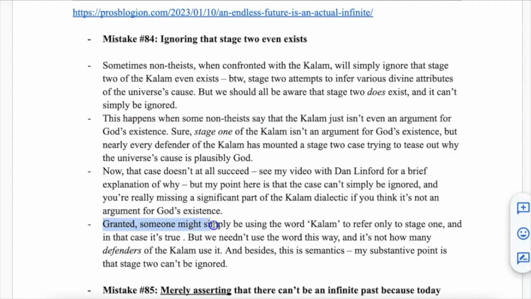Granted, someone might simply be using the word Kalam to refer only to stage 1. Okay, and in that case, it's true that there is no stage 2 of the Kalam, if that's how you're using the term Kalam. But of course, we needn't use the word that way, and it's not how many defenders of the Kalam use it. And besides, this is just semantics. My substantive point is that stage 2, as I've articulated it up here, cannot be ignored. And so many non-theists just simply ignore it.